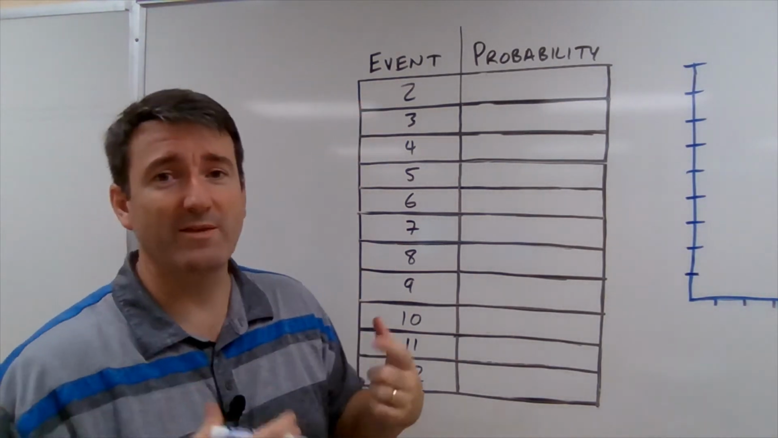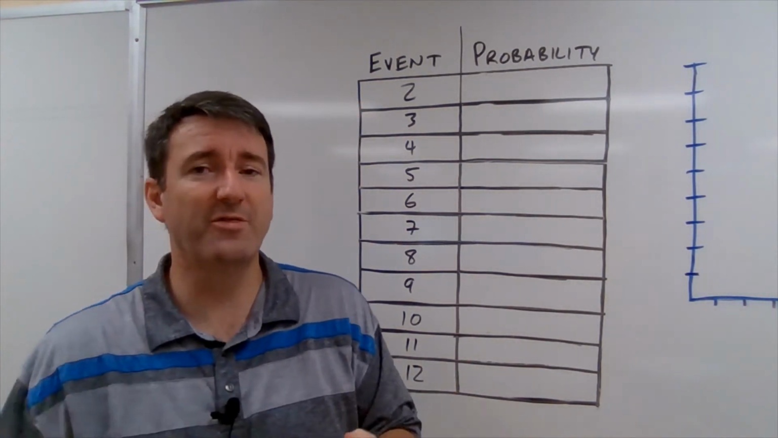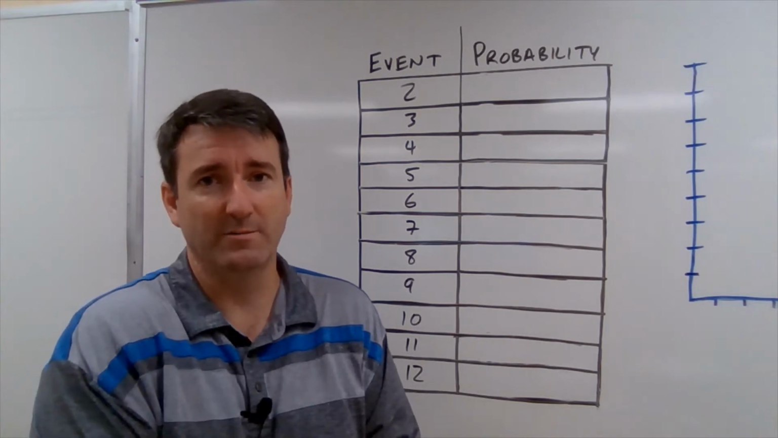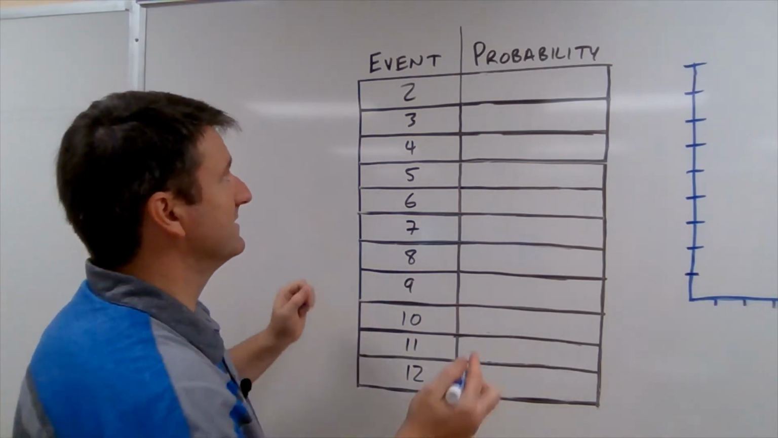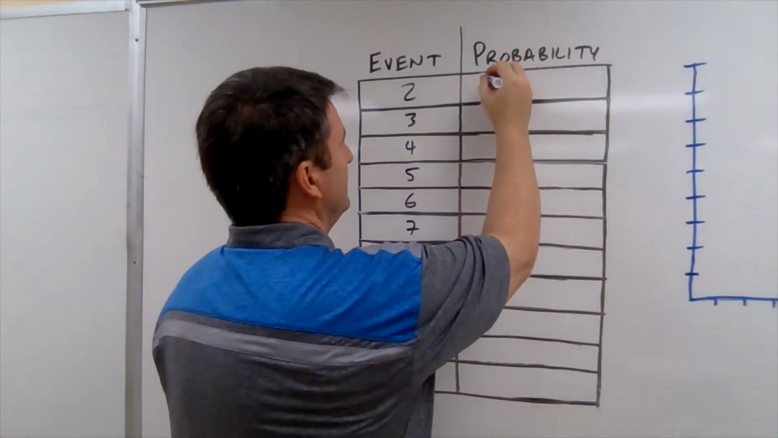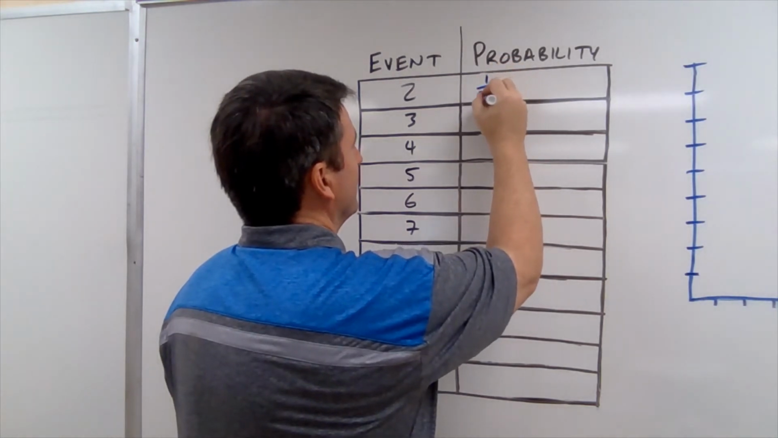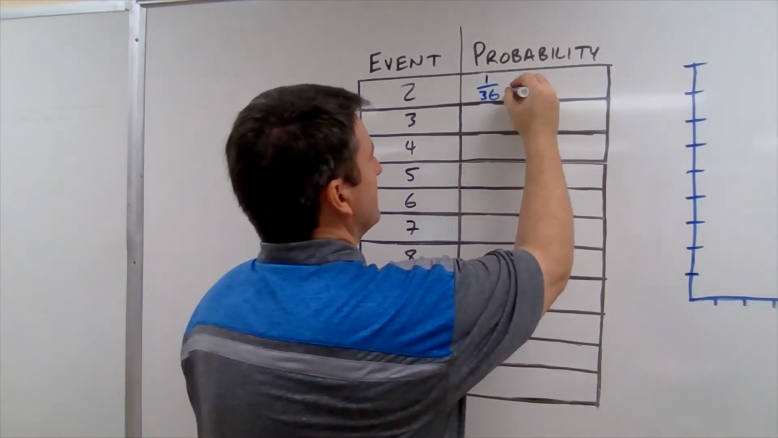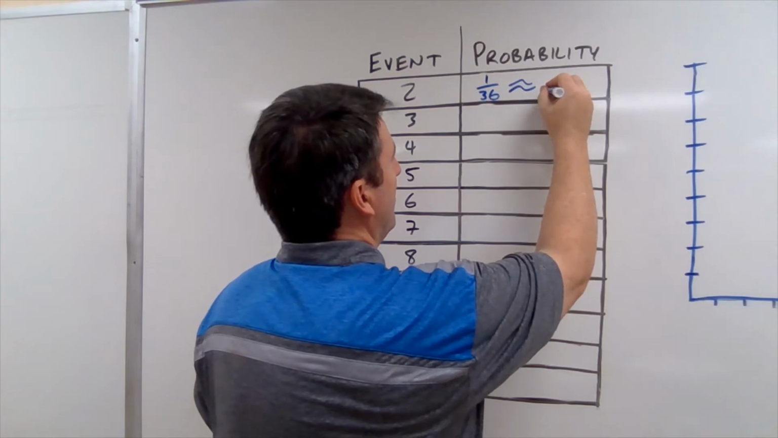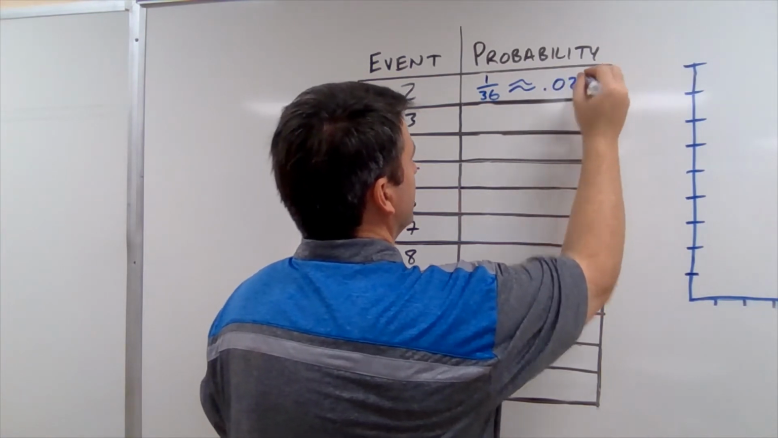There's only one way that we can get a 2 out of the 36 possible outcomes for rolling two dice. So the probability of rolling a 2 is 1 out of 36, which is approximately equal to 0.028.